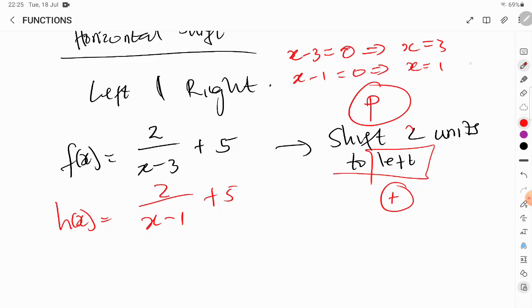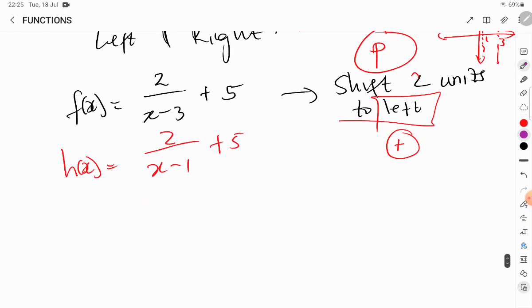If we draw our graphs, your first asymptote was at 3. Now this one is at 1. So you can see that this has actually shifted to the left 2 units. So that means you are correct by just doing the opposite.